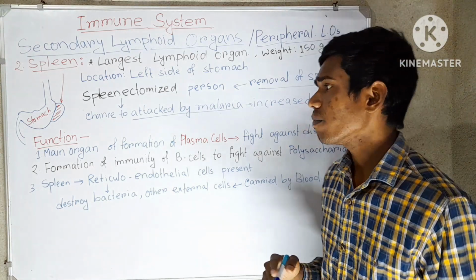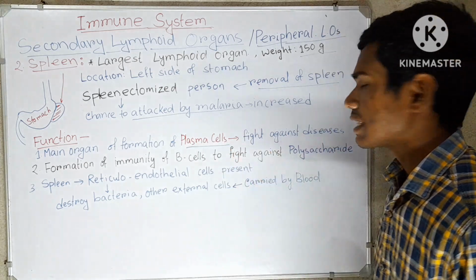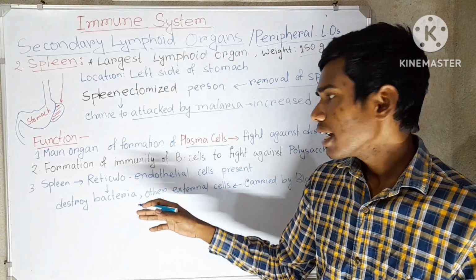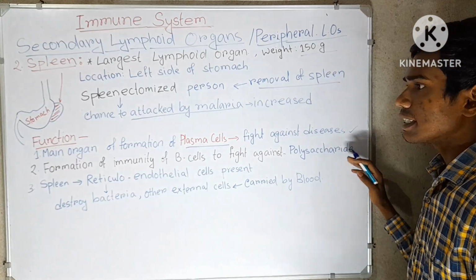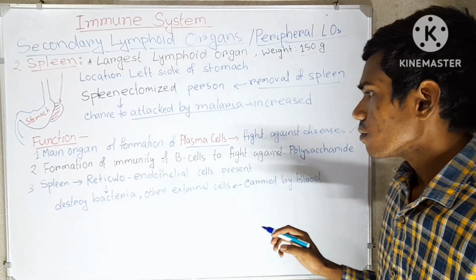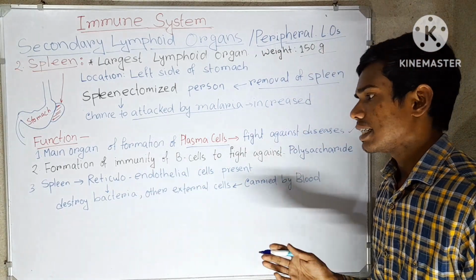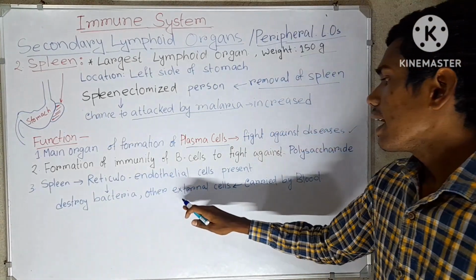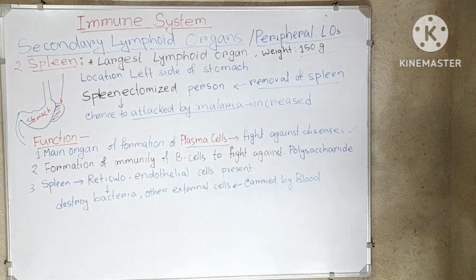The main function of the spleen is the formation of plasma cells that fight against disease. The formation of immunity of B cells to fight against polysaccharides is another main function of the spleen. And in the spleen, reticuloendothelial cells are present. These destroy bacteria and other external cells which are carried by blood.